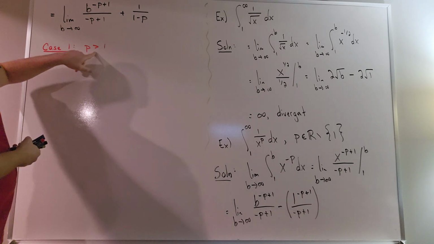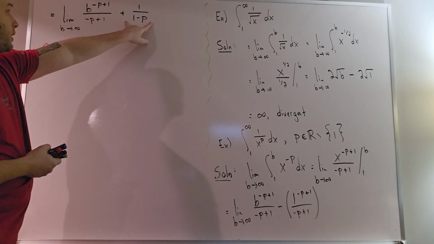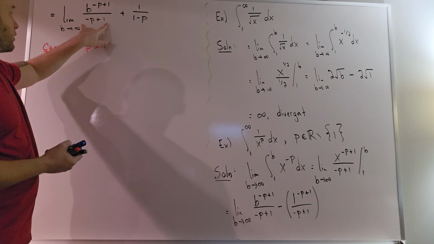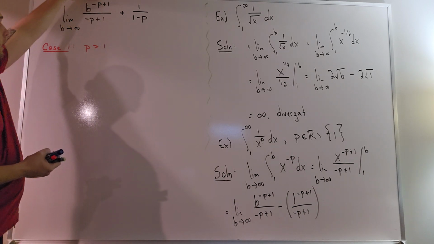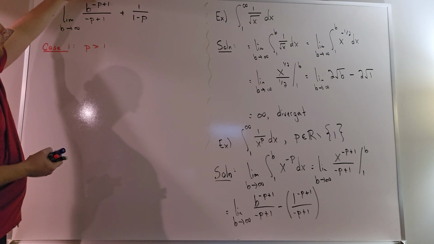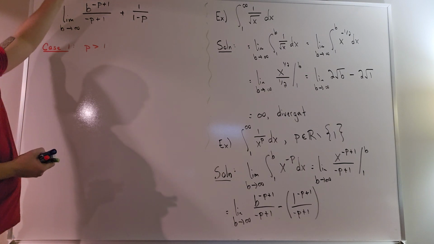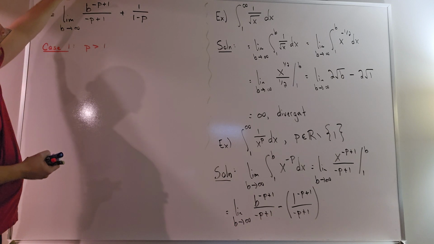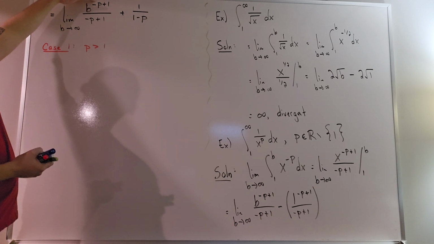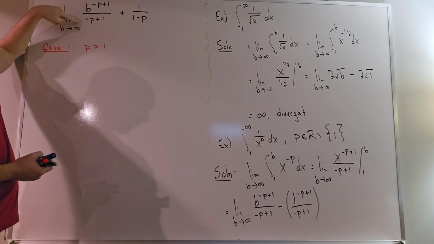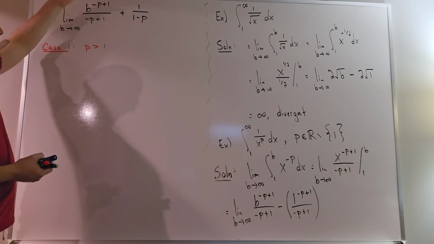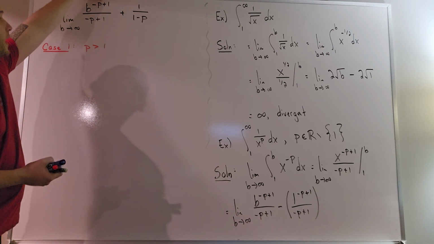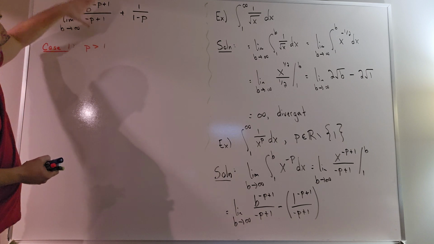Well, if p is bigger than 1, of course, this is just going to be a constant. This is the term we're interested in. So let's analyze this. If p is bigger than 1, look at this exponent, negative p plus 1. Just for instance, let's say p was 2. Then that would be negative 2 plus 1, which would be a negative exponent. I flip that then to the denominator to make it a positive exponent, and as b goes to infinity, that would be 0. But that's going to happen as long as negative p plus 1 is a negative number, which will happen if p is bigger than 1.